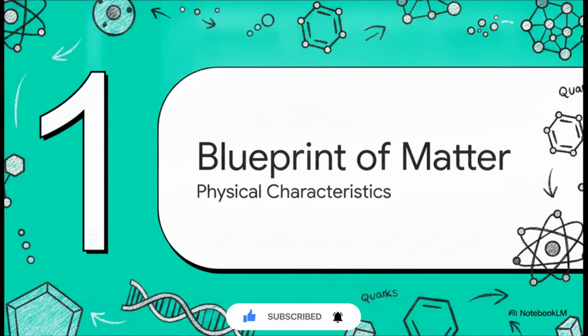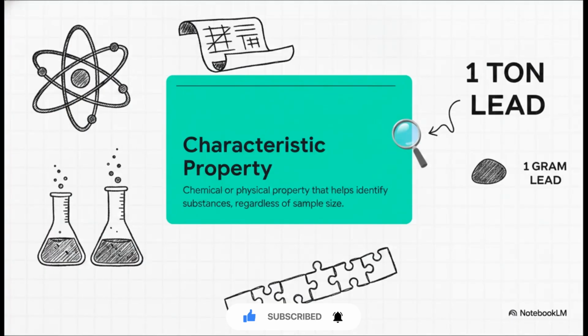Section 1. The blueprint of matter. At the basic chemical and physical level, a characteristic property is what actually helps us identify and classify a substance. And here is the really fascinating part about this foundational blueprint. It remains absolutely identical regardless of the sample size. Think about it. If you're looking at the characteristic property of color, 1 single gram of lead is the exact same color as 100 tons of lead. The size or the shape of the sample doesn't alter its defining blueprint one bit.